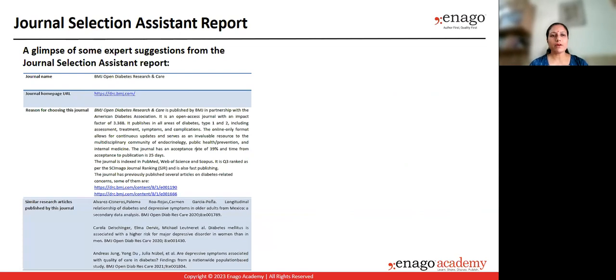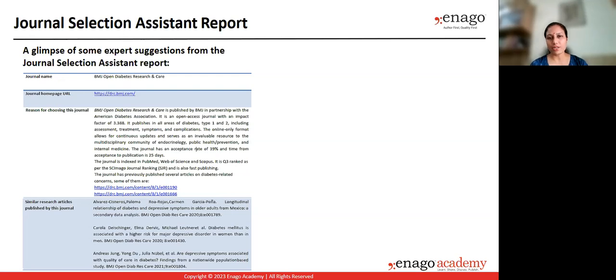This is a glimpse of a section of this report where we try to share with you the comments that the expert has placed in order to help the author understand why BMJ Open Diabetes Research and Care was one of the selection among the best 4 that they have considered for the paper. As we can see, they have taken into consideration the acceptance rate of the journal and acceptance to publication time, the indexing parameters, and the fast publication as well.